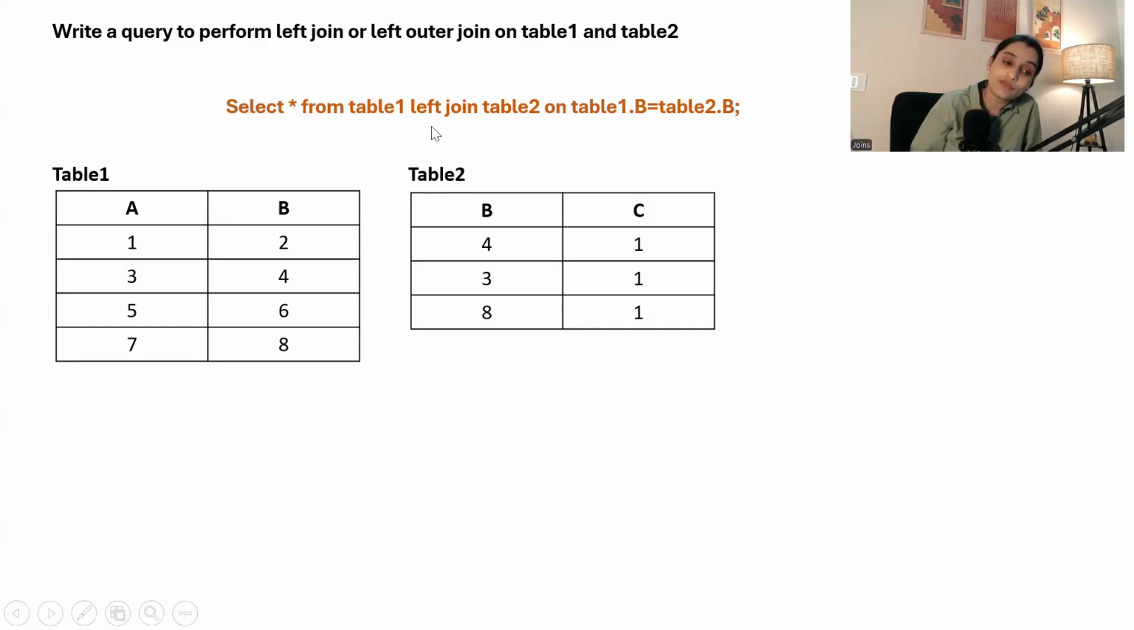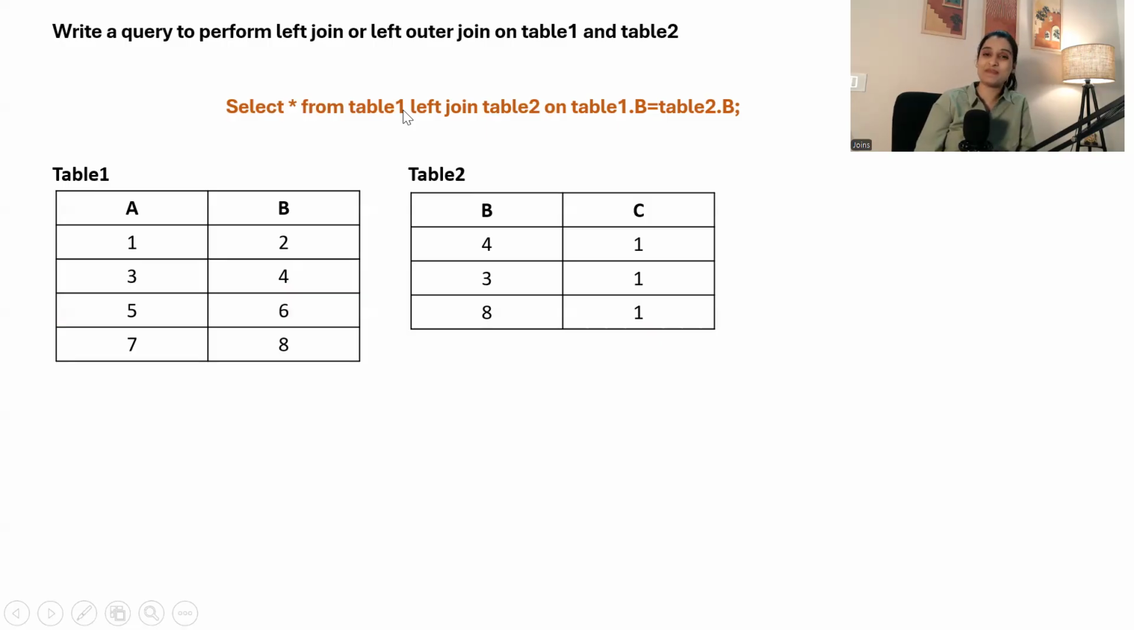But if you carefully observe, I have mentioned table 1 left join, not inner join or equi join. So what will happen? Who is the left side table? See, I have written left join over here, so the left side table is table 1 and the right side table is table 2. So basically what left join does is return the matching records from both the tables and the non-matching records from the left table, meaning table 1.